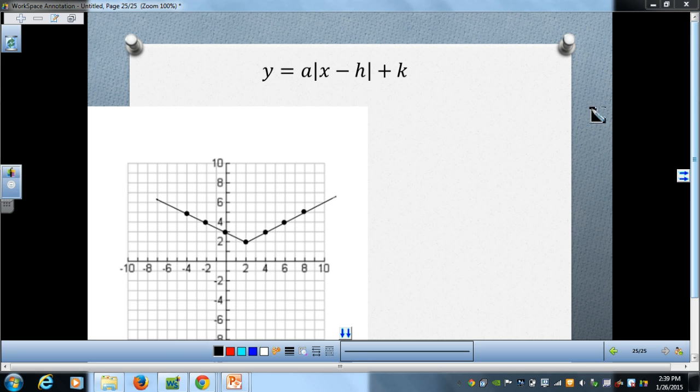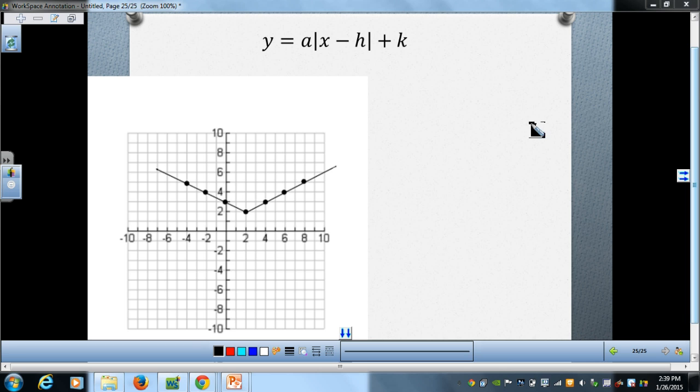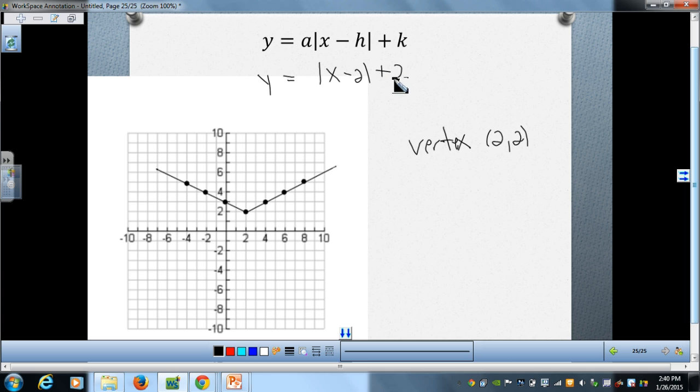So you can see at the top here I have our vertex form laid out for us, y equals a times the absolute value of x minus h, plus k. The first thing I'm going to do is look at my absolute value graph and find the point of the V, which is this guy right here. This is the vertex of our absolute value function, which is (2, 2). Right away I can plug it in here. So y equals, and then x minus h, so h is the x coordinate of our vertex, so minus 2. K is the y coordinate of our vertex, so plus 2. The only piece of information I'm missing is our value of a.